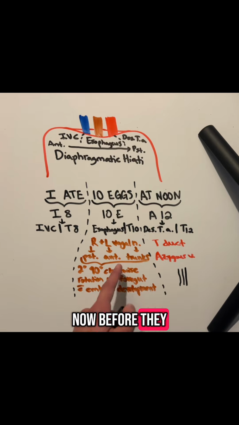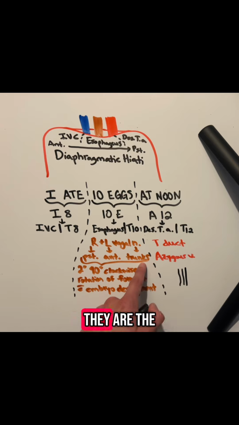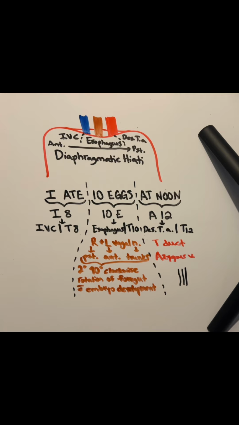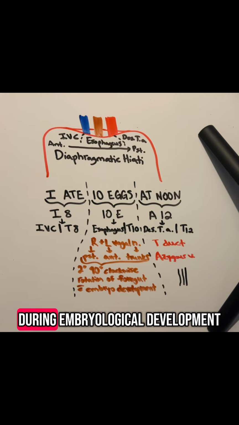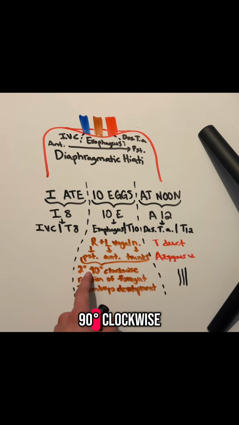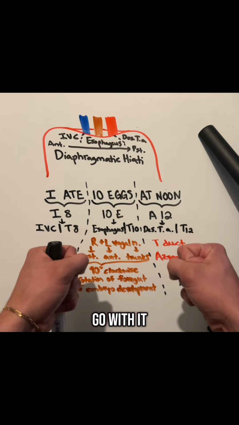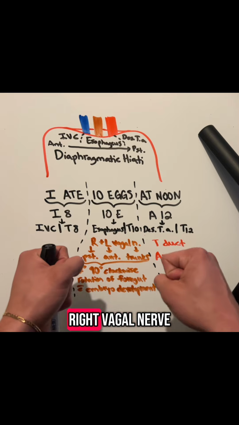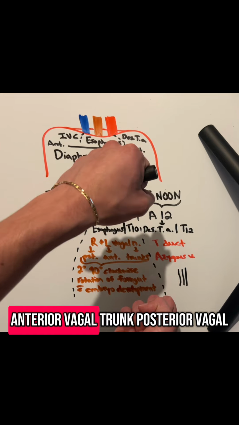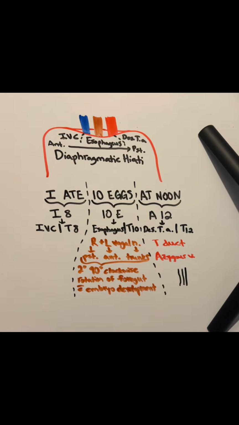Now, before they are the anterior and posterior vagal trunks, they are the left and right vagal nerves, respectively. This is because during embryological development, the foregut rotates 90 degrees clockwise, and these nerves go with it. Left vagal nerve, right vagal nerve, 90 degrees of clockwise rotation, anterior vagal trunk, posterior vagal trunk.